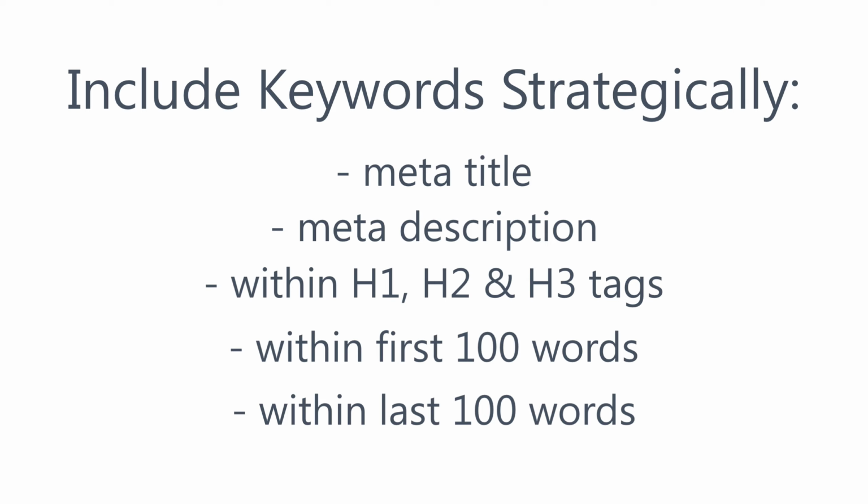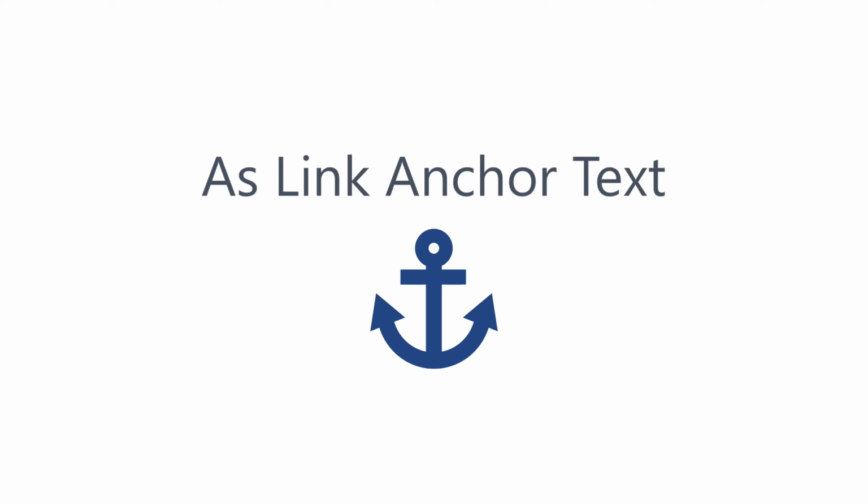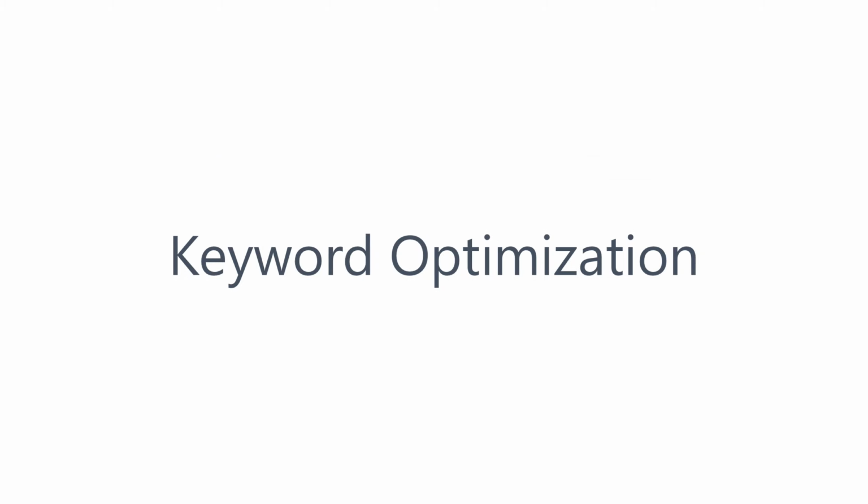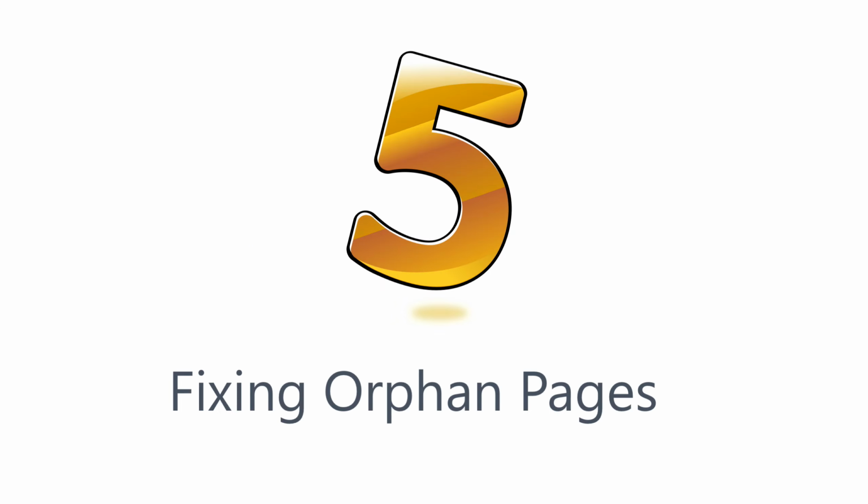In addition, we also recommend creating links to the target web page from other relevant pages on your site by using primary and secondary keywords as the anchor text. While it may take a bit more time, keyword optimization is a simple practice that can help boost rankings after an SEO audit. Number 5, fixing orphan pages.